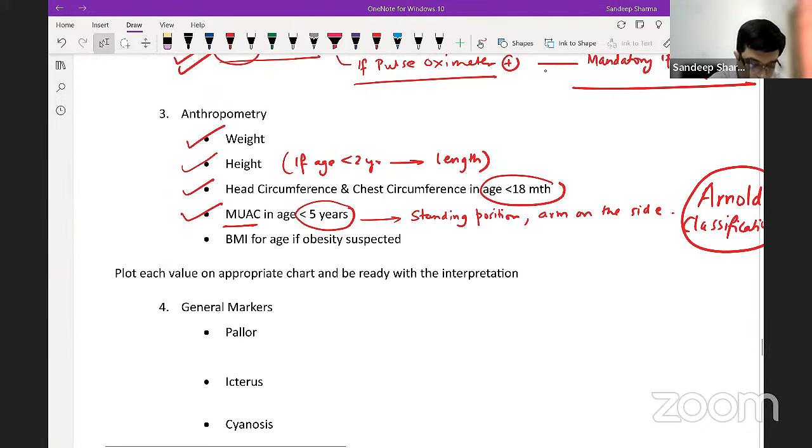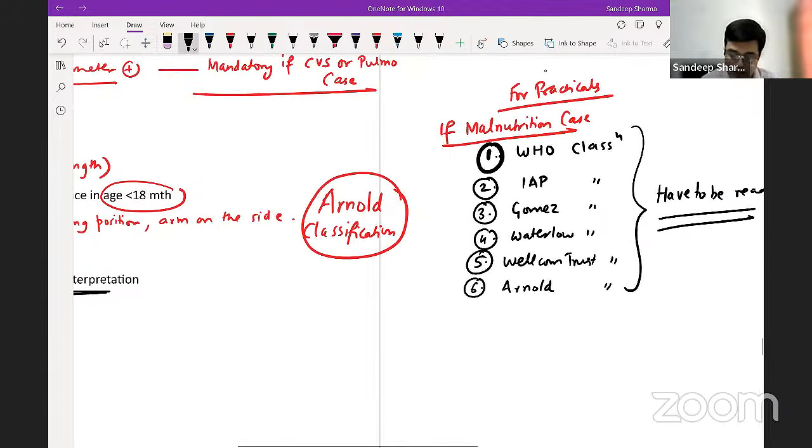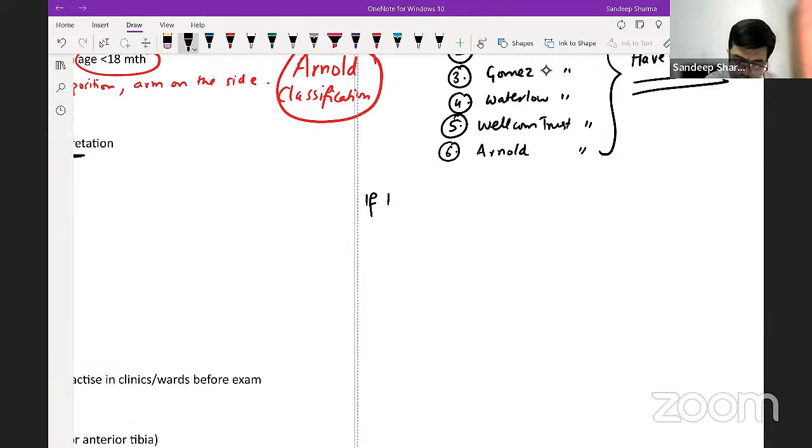And you should know the formula for BMI for age. If obesity is suspected, an obese or overweight child, you will check BMI for age. In younger children and malnutrition cases, this is not mandatory. Plot each value on the appropriate chart and be ready with the interpretation. If the child has decreased weight for age, below 80% of expected, you will say the child is underweight.